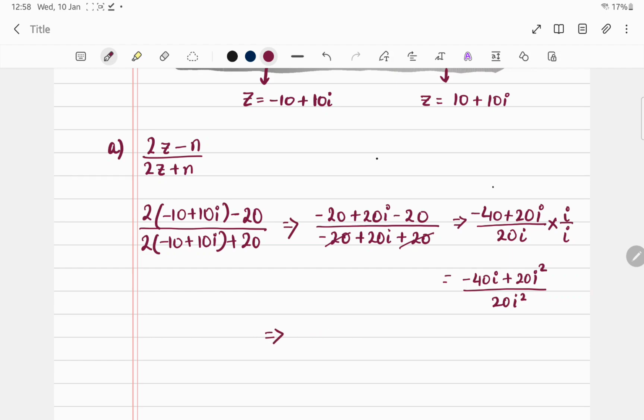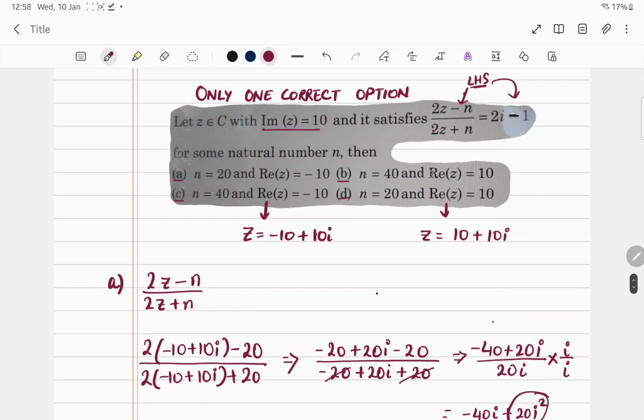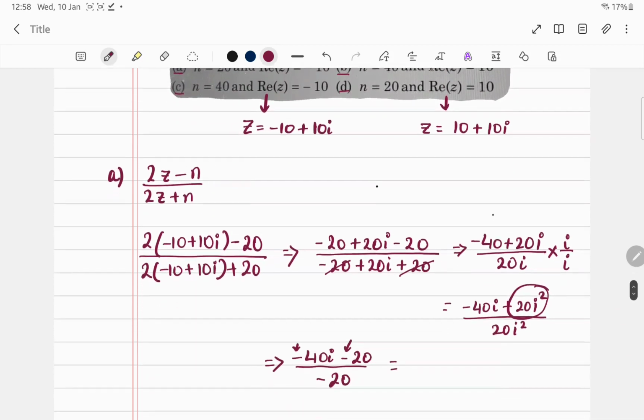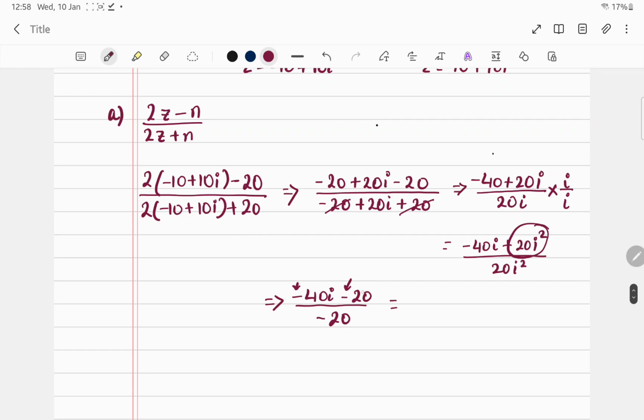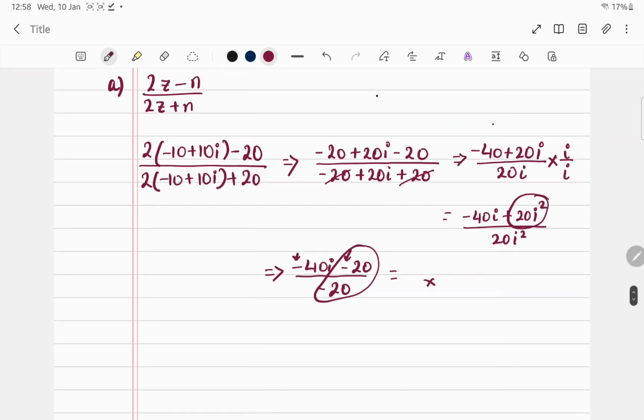Now it's going to give me minus 40i, and i square is equal to minus 1. So that whole thing becomes minus 20 over minus 20, which gives us a positive number, because the minus signs cancel. Whereas in our option, we need a negative real number. It's not going to give us a negative real number because that becomes positive 1. So you can stop there. You do not need to solve further. If you want to, that's fine, but we know that this option is not going to work.